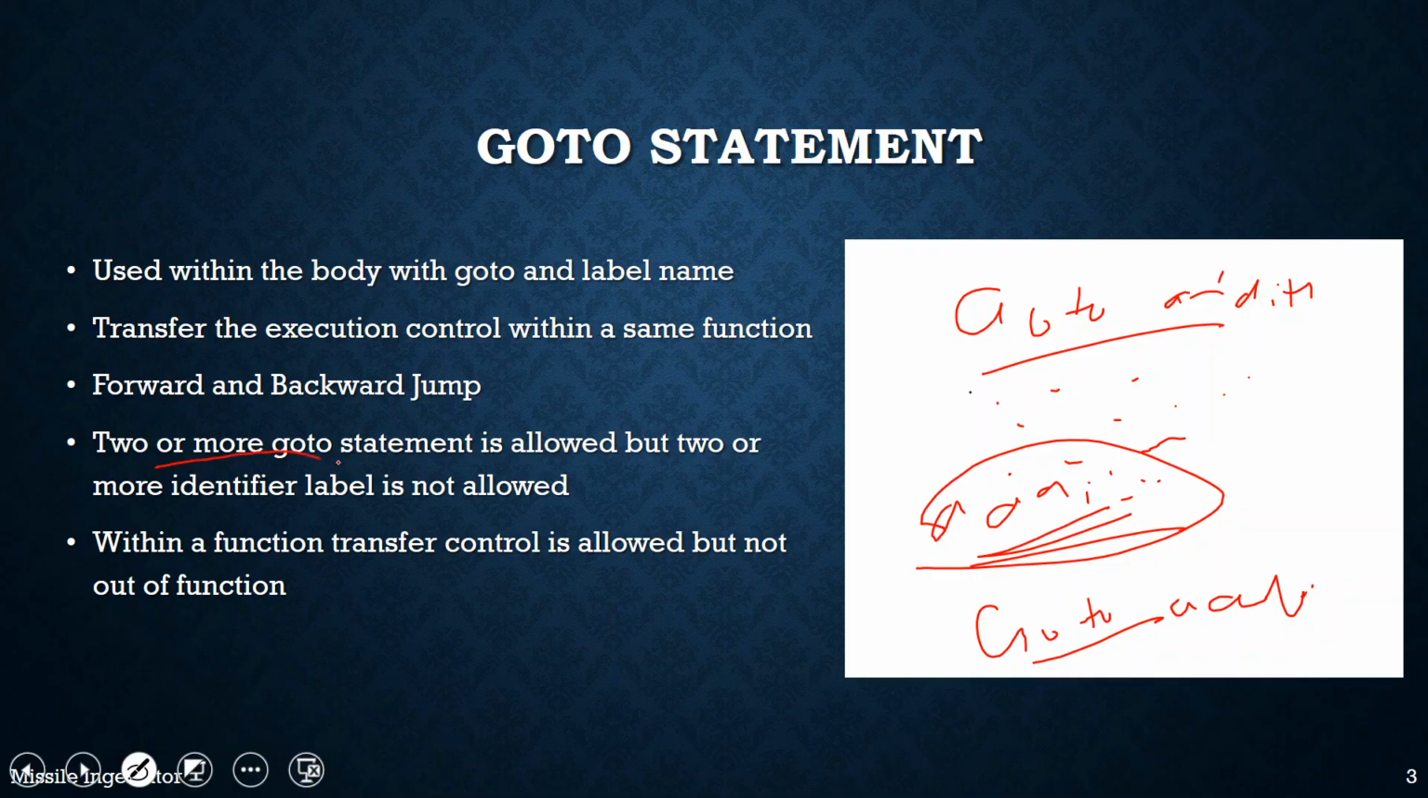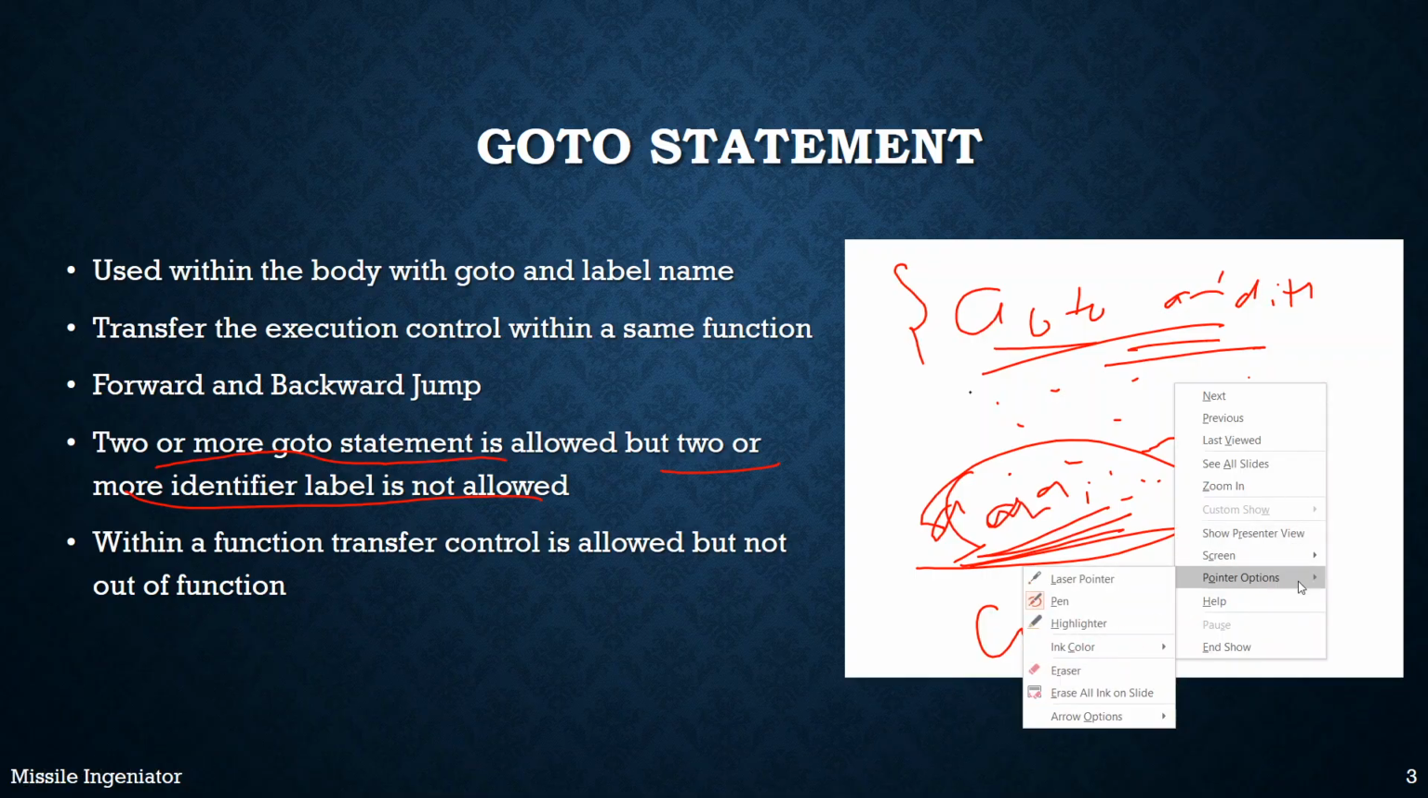Two or more goto statements are allowed, but within the function you cannot have two or more identical identifiers. One more thing: if you say goto addition here, that addition label has to be available within the function. Whatever label you go to should be available inside that function. Suppose you mention goto addition here, and you mention the label name as subtraction. Okay, let me write it clearly.